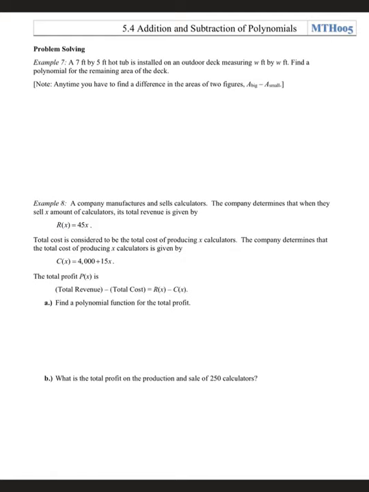Okay, the last page here. So problem solving. A 7-foot by 5-foot hot tub is installed on the outdoor deck, measuring W feet by W feet. Find a polynomial for the remaining area of the deck.